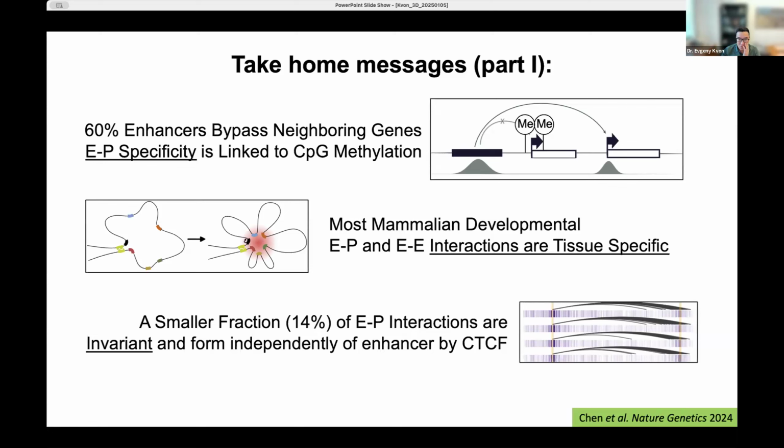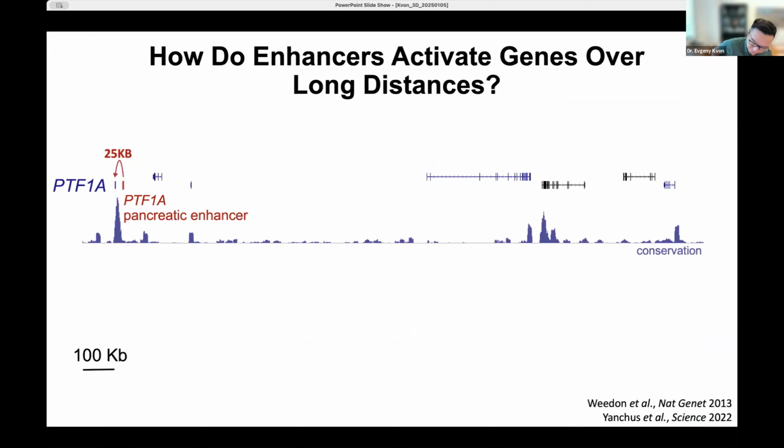So now I want to talk about a different question, which is also related to long-range activation. And the question is, how do they actually do it, right? For short-range enhancers that are located close to their target promoters, for example, in this case, it's the PTF1A pancreatic enhancer, located only 25 kb from its target gene.